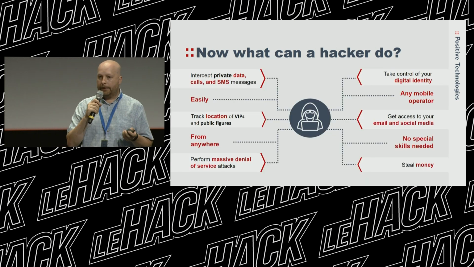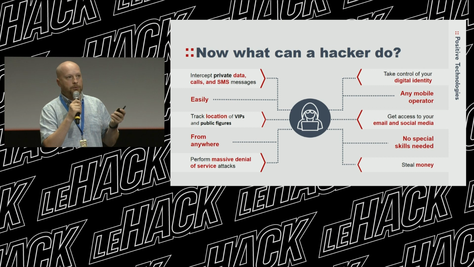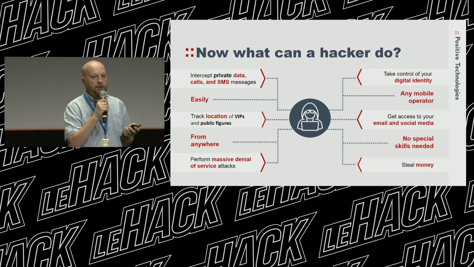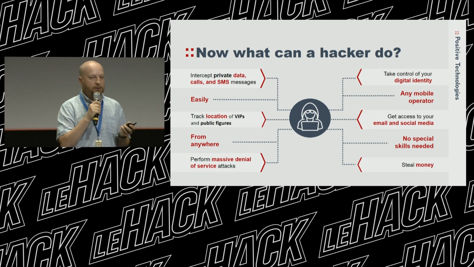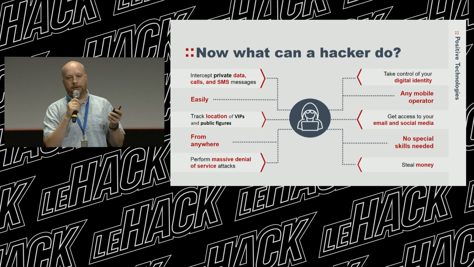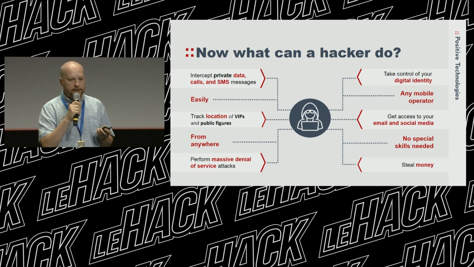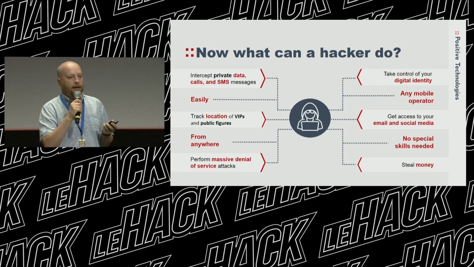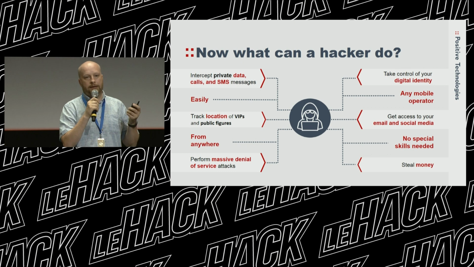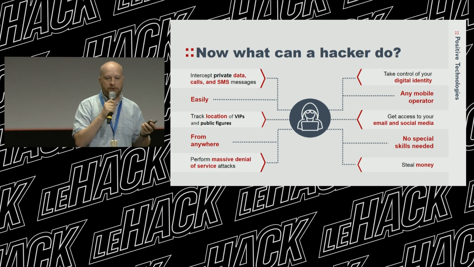Once a hacker appears in the SS7 network of any mobile operator, they are able to attack subscribers around the world, any subscribers of any mobile operator. And what can they do? They can intercept SMS messages, they can intercept voice calls, they can define the location of any mobile subscriber. They can perform DoS attacks on subscribers and on whole networks. They can steal money from subscribers' accounts. And also they can get access to the digital identity of any subscriber, like email, messengers, social networks, and so on.